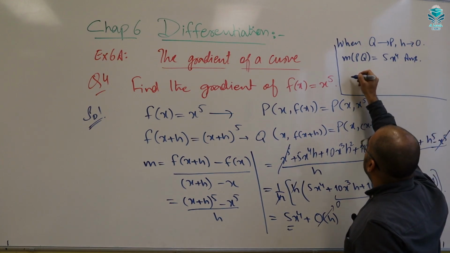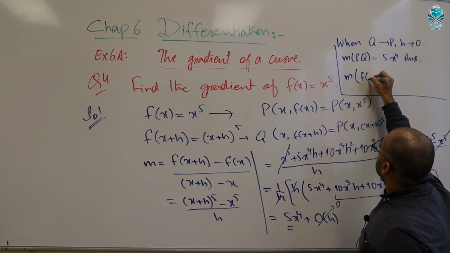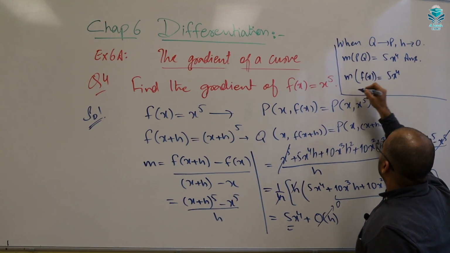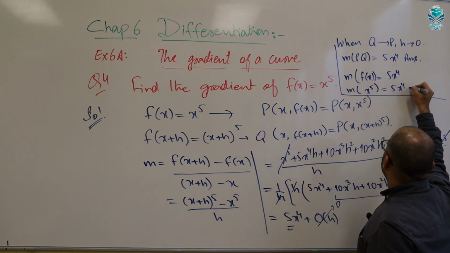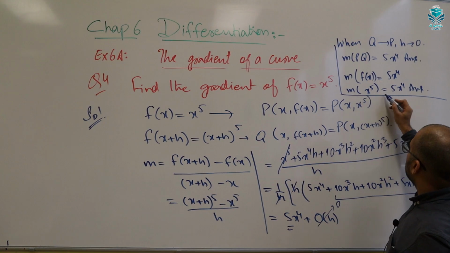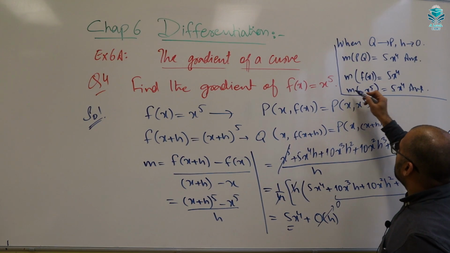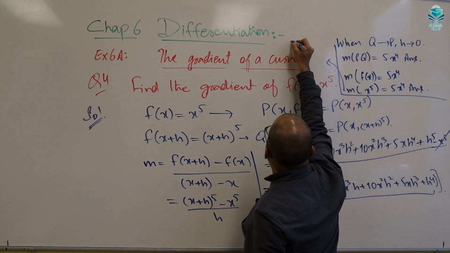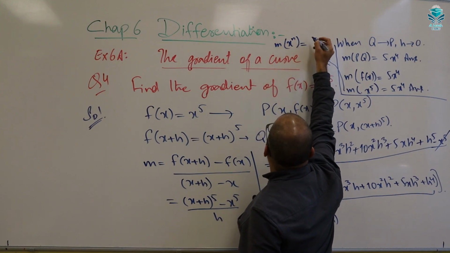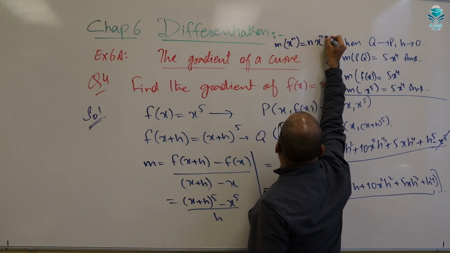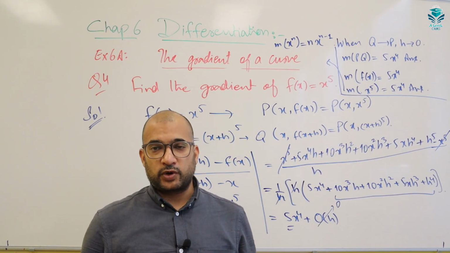This is your answer. It means the gradient of the function f of x is 5x4, or in other words, the gradient of x5 is 5x4. So you can see that you write the power times x to the power one less. In general, the gradient of xn is equal to nx n minus 1.